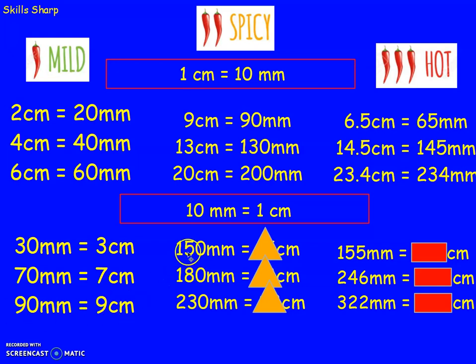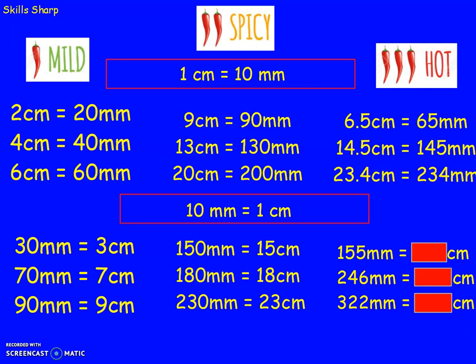Let's look at spicy. 150 millimetres would be 15 centimetres. 180 millimetres would be 18 centimetres. 230 millimetres would be 23 centimetres. Well done if you've managed to get those right.